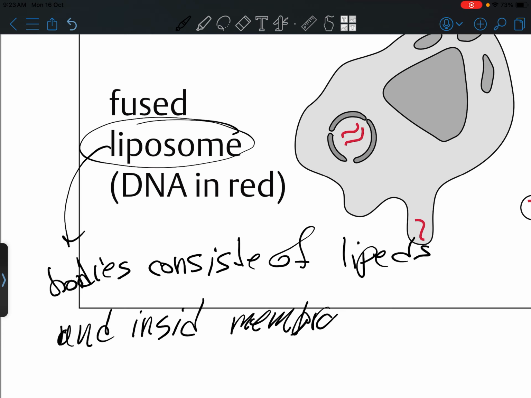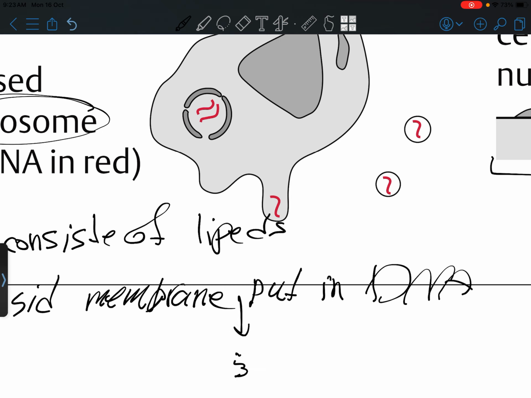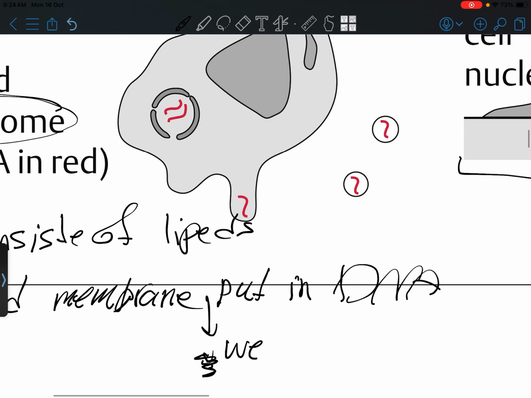The DNA. Now the phospholipids in the liposomes are similar to the phospholipids found in the membrane of the cell, which means if the liposome reaches the cell, its membrane will fuse with the membrane of the cell, releasing what? Releasing the plasmid or the DNA into the inside of the cell. And from there it can go to the nucleus. Okay?